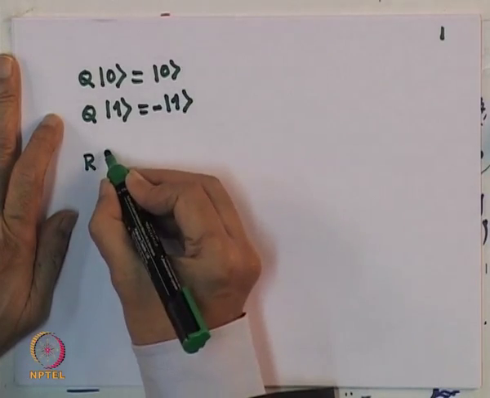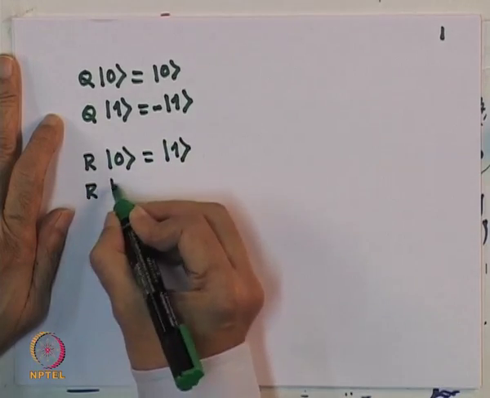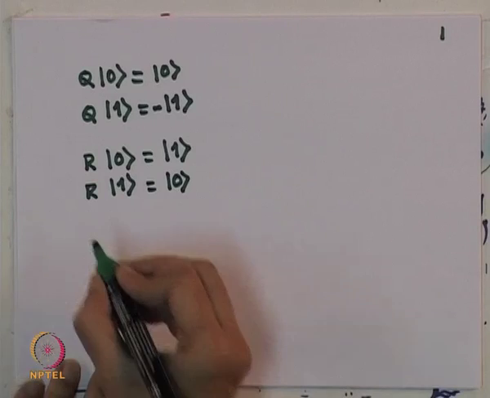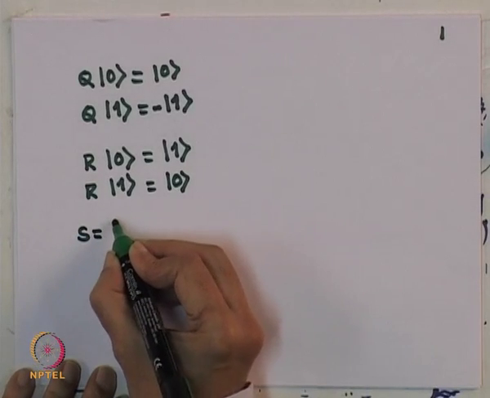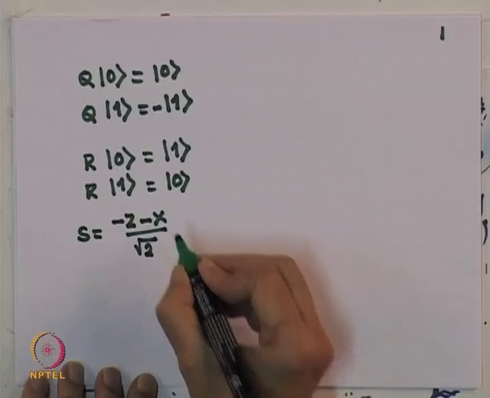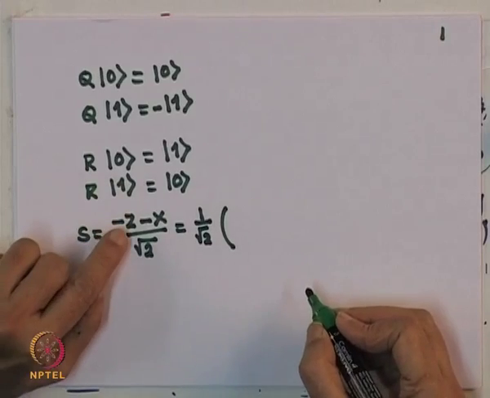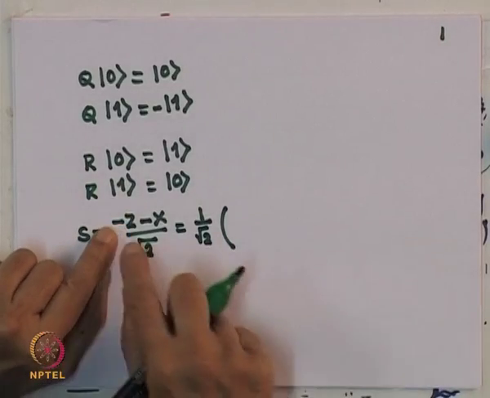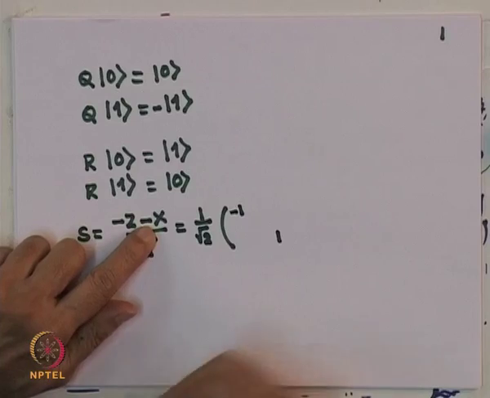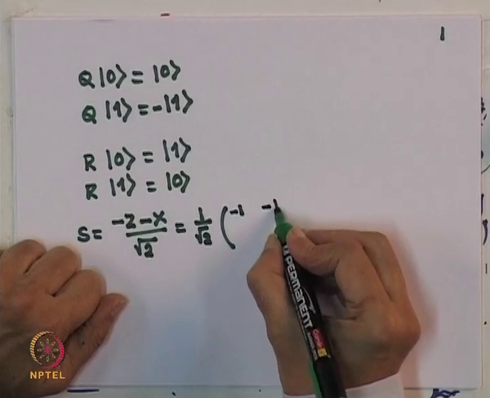R, since it is an x gate, will flip the bit. So R acting on 1 is 0 and R acting on 0 is 1. Now, we defined S as minus z minus x by square root of 2. So I have 1 over square root of 2. Z, you remember, is 1, minus 1, and since there is a minus z, I get minus 1, plus 1. And this is minus x. x only had off-diagonal components 1, 1, and because of this minus sign, I get minus 1, minus 1.